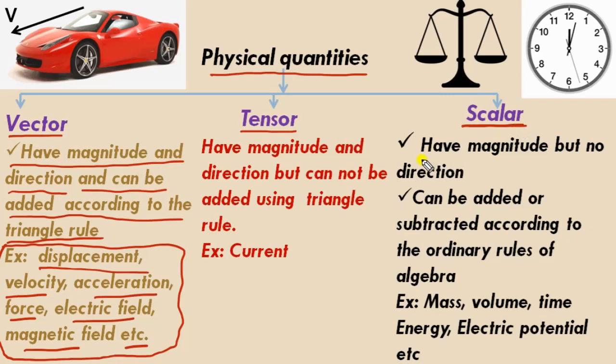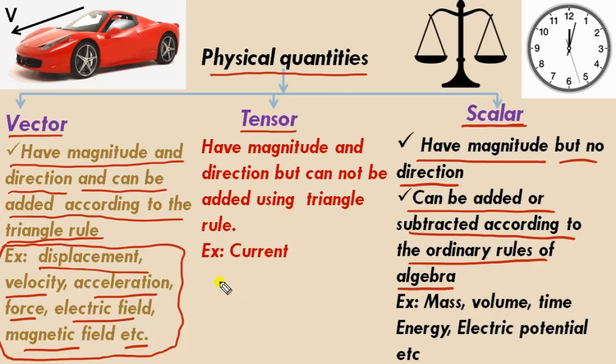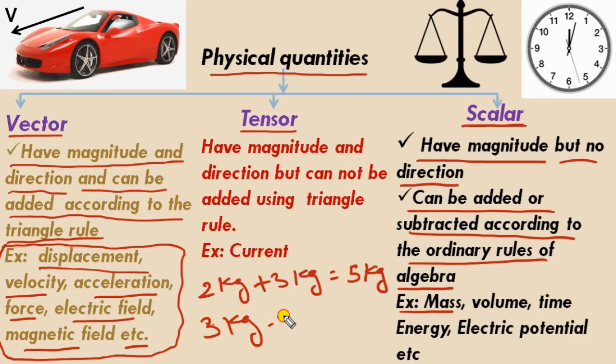Now, scalar quantities only have a magnitude but no direction. Adding or subtracting scalar quantity is very easy, and we can do so using the ordinary rules of algebra. Just like, let's take mass as a scalar quantity, then 2 kg plus 3 kg is equals to 5 kg. See how easy it is to add two or more scalar quantity. Similarly, subtraction is 1 kg. So, the addition or subtraction of scalar quantity is very easy and can be done by the ordinary rules of algebra. Few more examples of scalar quantities are volume, time, energy, electric potential, etc.